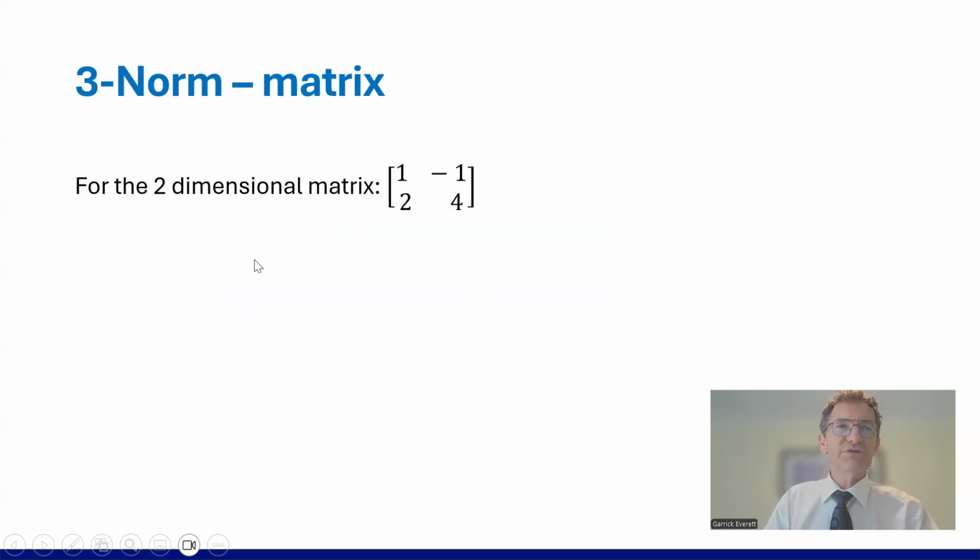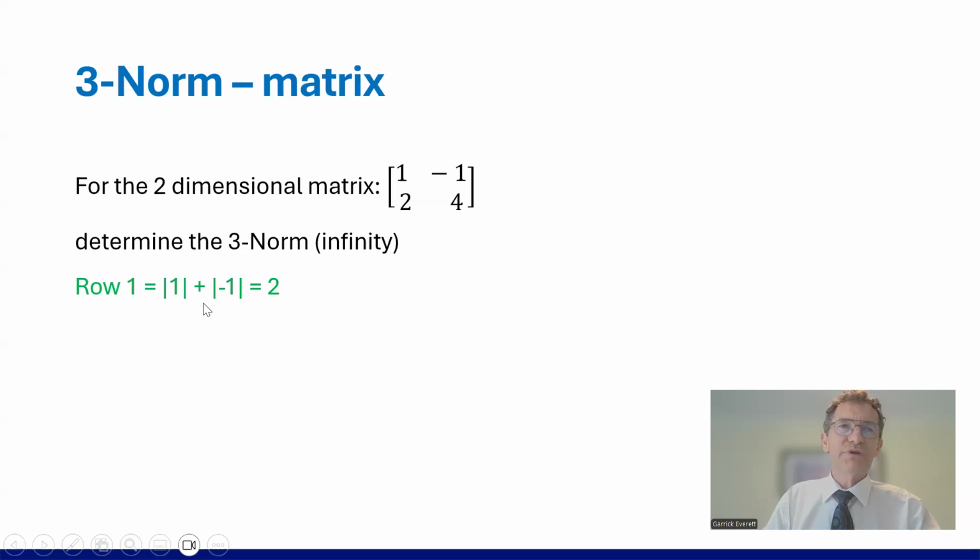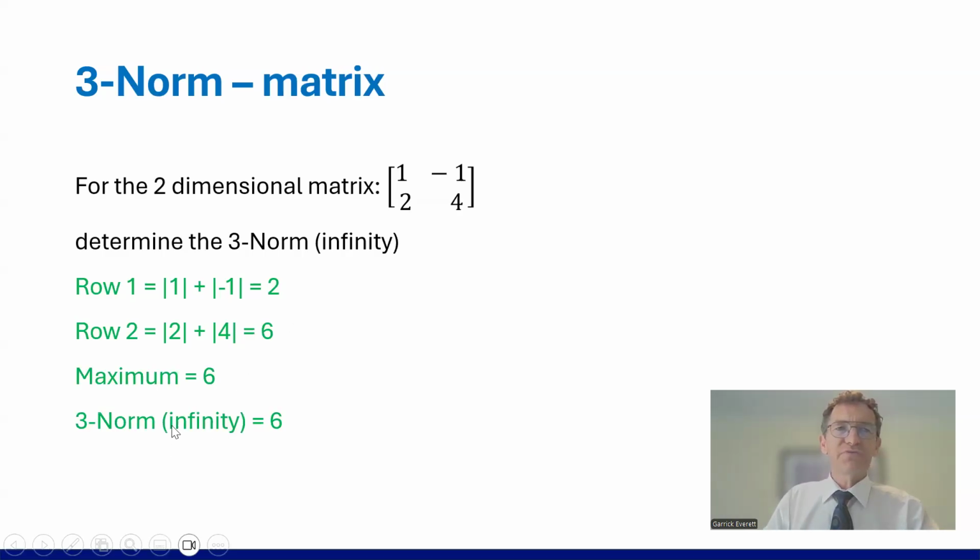For the two-dimensional matrix, determine the 3 norm, which is the infinity norm. So instead of doing columns, we're doing rows. Absolute 1 plus absolute minus 1 is 2. Then row 2, absolute 2 plus absolute 4 is 6. Which one's the biggest? The maximum is 6. So the 3 norm, or the infinity norm, is 6. That's it. Very straightforward for 1 and 3.